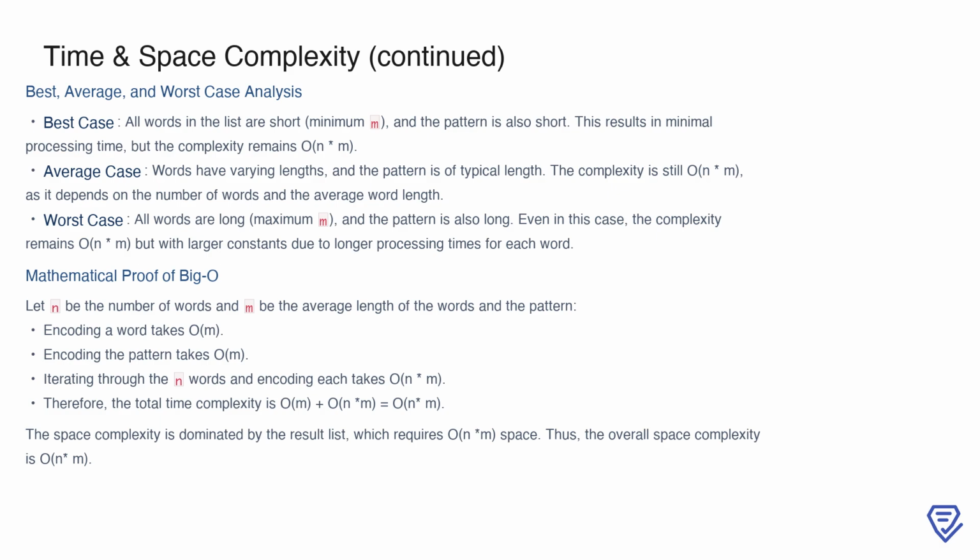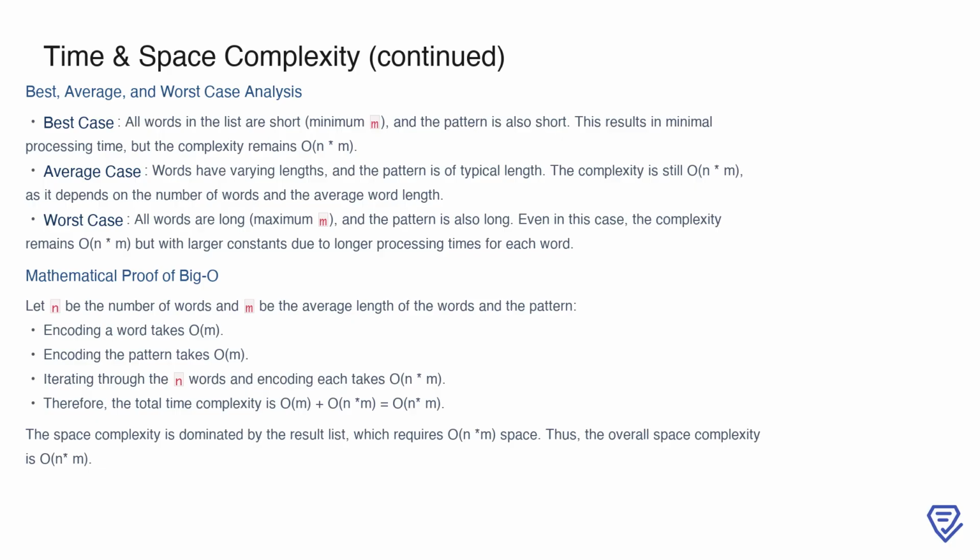In the average case, word lengths vary, but the overall complexity is still determined by the number of words n and the average word length m. Even in the worst case, where both the words in the pattern are as long as possible, the time complexity remains O(n * m), though the constants involved may increase.